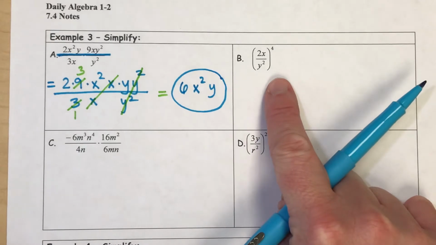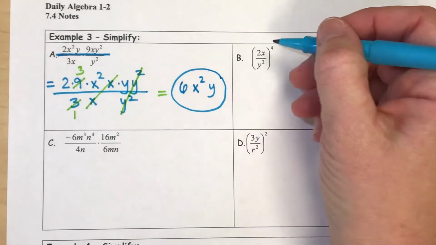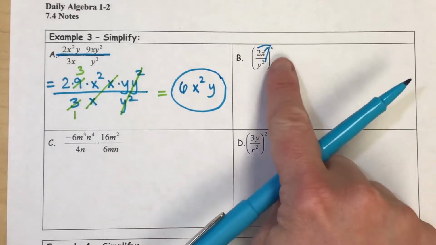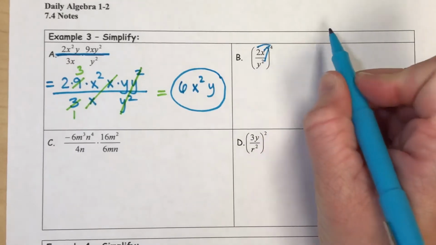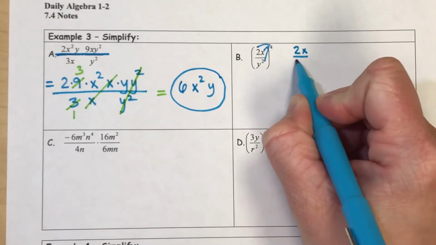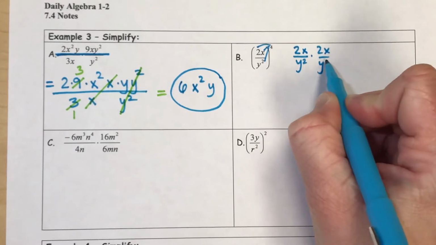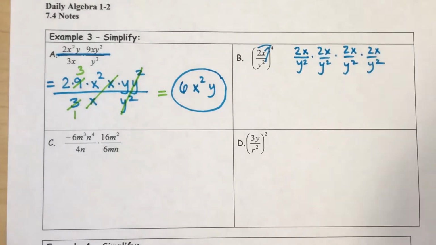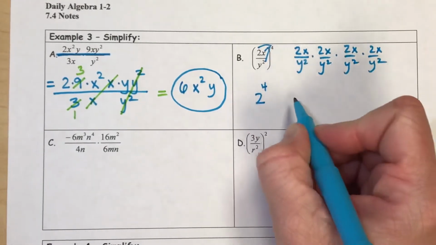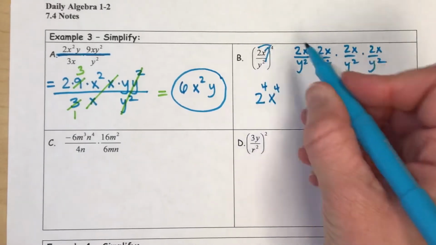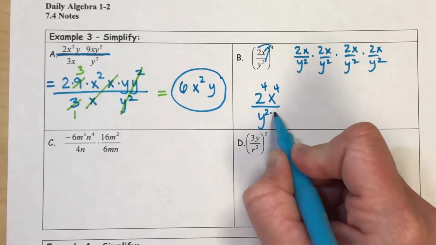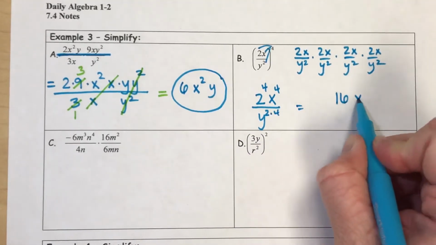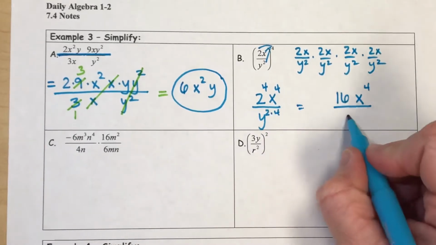Now in example B, you could do this one of two ways. You could distribute your 4 to every letter and every number, or you could actually write your term out 4 times. Either way you'll get the same thing: 2x over y squared times 2x over y squared times 2x over y squared times 2x over y squared, or maybe more quickly, 2 to the 4th. X will have 4 of those, distribute that power. Now y squared will have 4 of those. We want to multiply a power to a power. 2 to the 4th is 16. And in the denominator, 2 times 4 is 8.